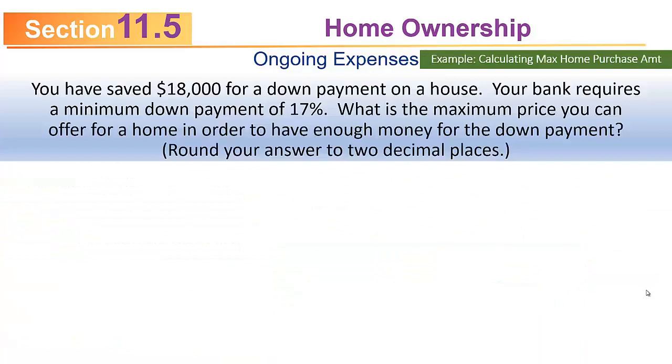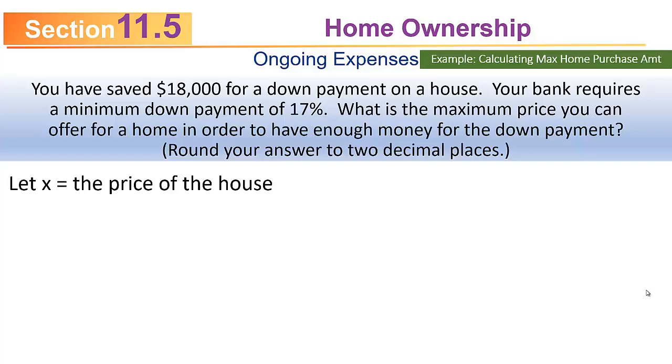How about this one? What do you want to calculate the most we can afford to buy? If we're out shopping for a house, it'd be nice to know what price range you can look in. And this is an example of that. You have saved $18,000 for a down payment on a house. Your bank requires a minimum down payment of 17%. They're going to require you to make at least a 17% down payment. What is the maximum price you can offer for a home in order to have enough money for the down payment, and then round your final answer to 2 decimal places?